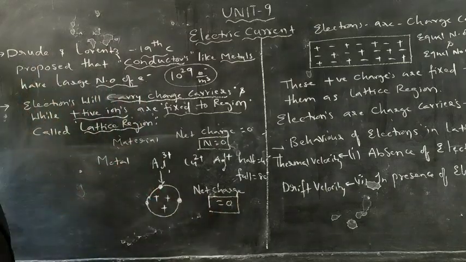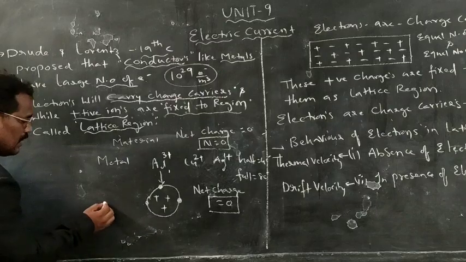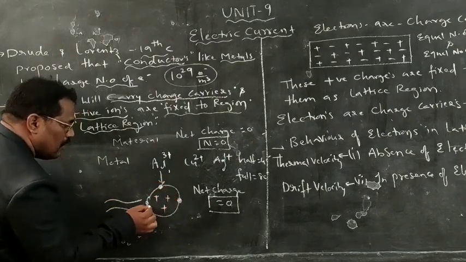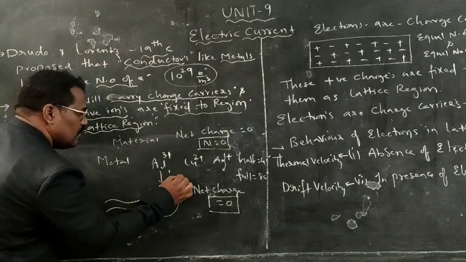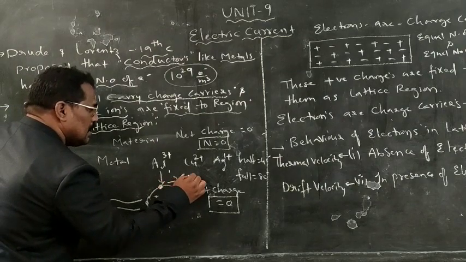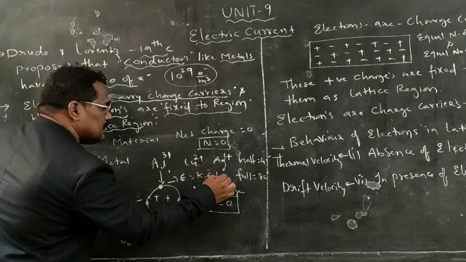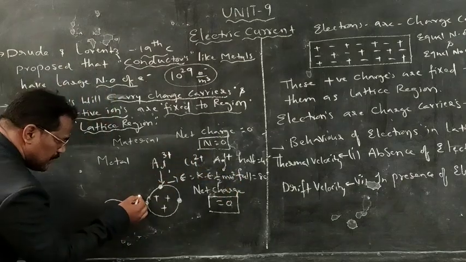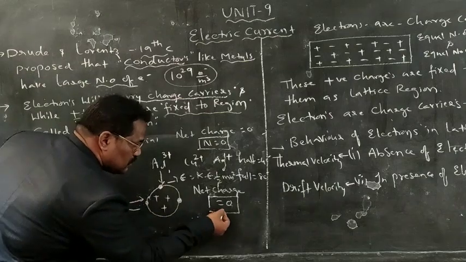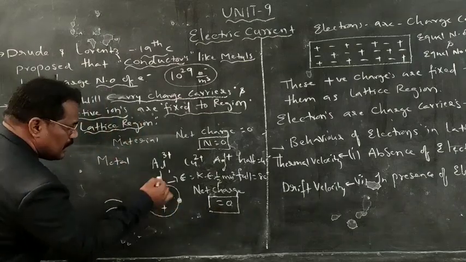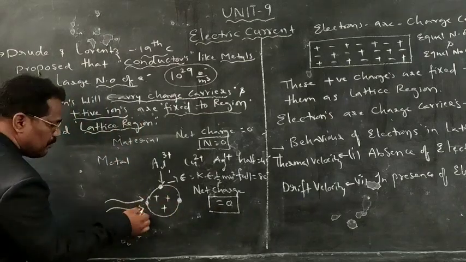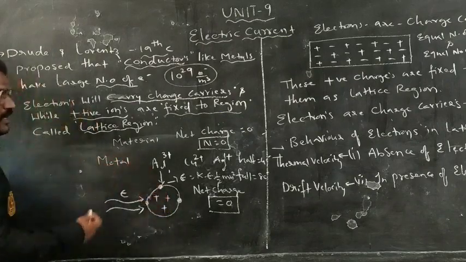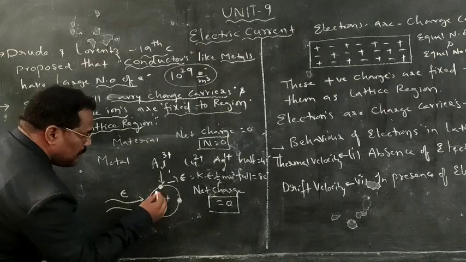For this aluminium metal, the 3 electrons in the outermost shell orbit around the nucleus with certain energy, that is, kinetic energy of mv square. For this element, whose net charge is equal to 0, if I apply a certain quantity of energy and it gains this energy, then what happens?